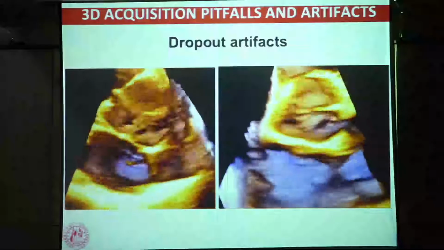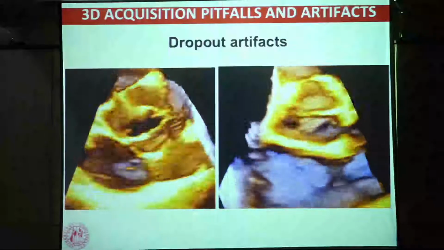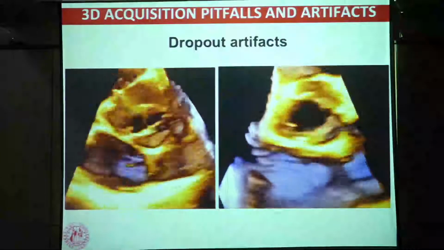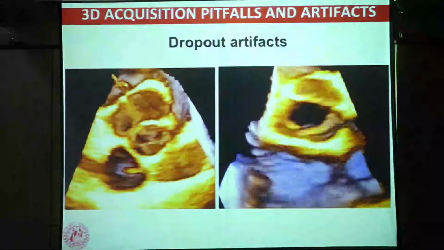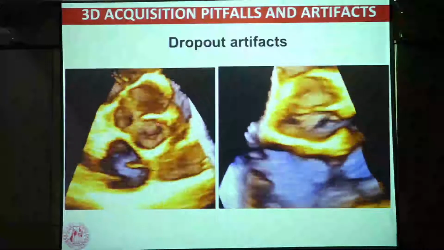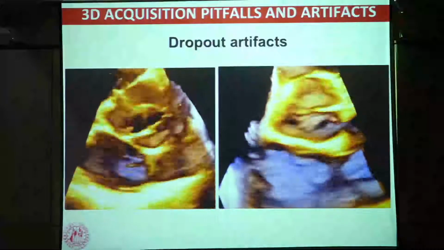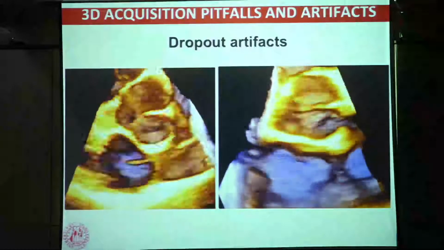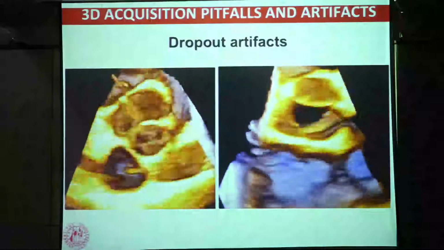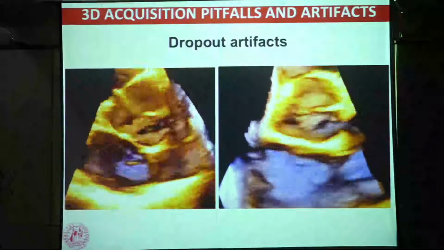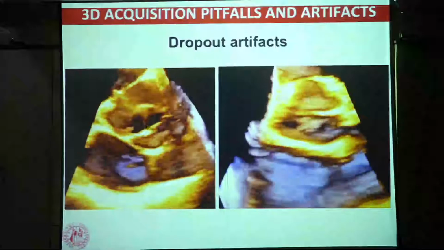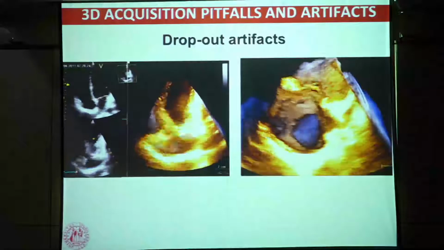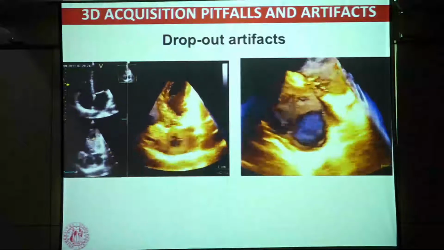Dropout artifacts we have discussed yesterday. Particularly when you are examining very thin structures like the aortic valve or the interatrial septum, you can see holes over here and here and here that indeed may be complications of an endocarditis, but may also be just dropout artifacts. Another structure that is very prone to artifacts is the interatrial septum.